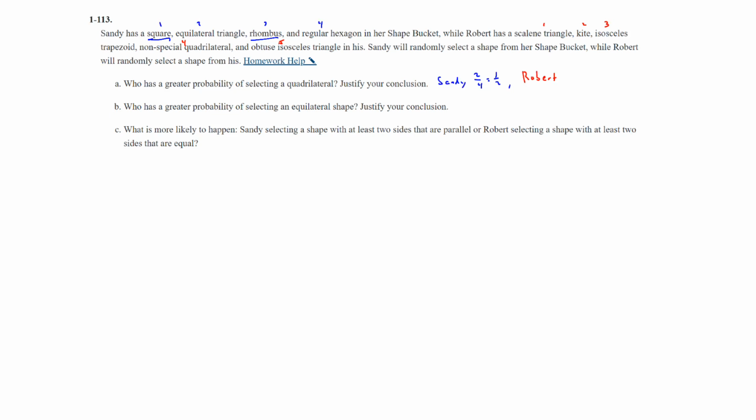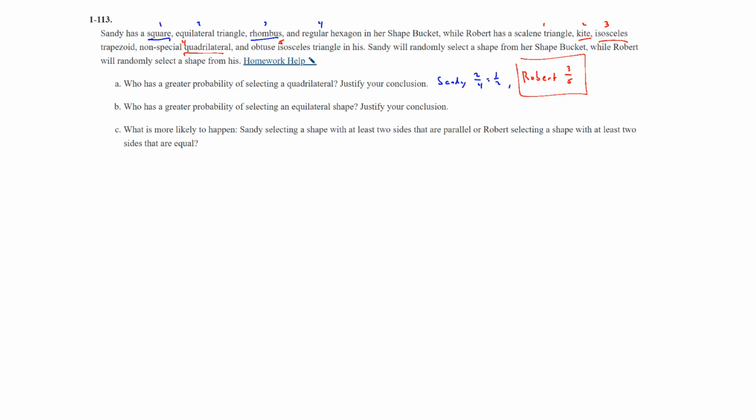And how many are quadrilaterals? We have a triangle, so a kite, an isosceles trapezoid, a non-special quadrilateral, and an obtuse triangle. So he has 3, but he has 5 shapes. So 3/5, which would be 60%. Sandy is at 50%. So therefore, who has the greater probability? That would be Robert. Part B. Who has a greater probability of selecting an equilateral shape?